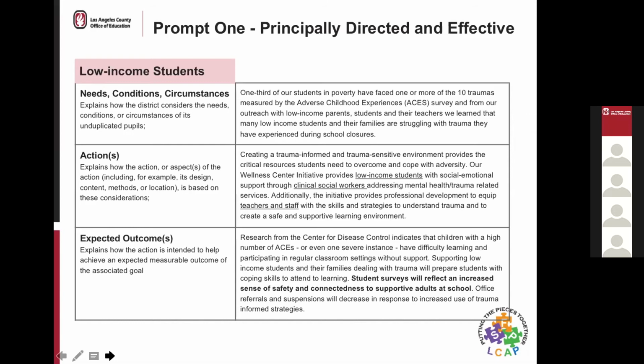In response to the trauma facing students and their families in the low-income communities, this LEA plans to increase clinical social workers at their wellness center to provide social and emotional support. And the LEA plans to provide professional development to improve the staff's understanding of trauma and how to improve their learning environments so that they can be more safe and supportive. Additionally, the description connects to how the LEA will use and expect student surveys to reflect an increased sense of safety and connectedness to supportive adults at the school.